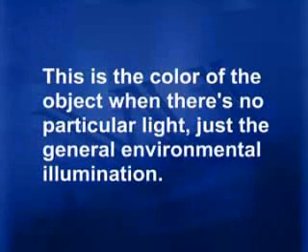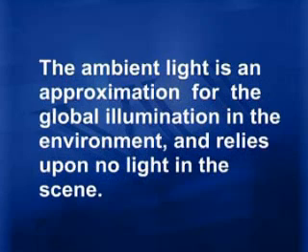Now this is the color of the object when there is no particular light, just the general environmental illumination, and that would give us the basic color for the objects in the scene. The ambient light is an approximation of the global illumination in the environment and relies upon no specific light in the scene. The next is diffuse lighting.